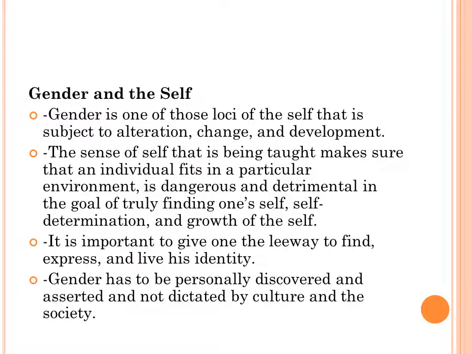Now this part is probably the last part of this presentation. Now let's talk about gender and the self. So gender is one of the loci of the self that is subject to alteration, change, and development. So as you can see here, it can be altered. Okay, so just to avoid confusion, sex and gender are different. Sex is assigned to us at birth, and gender is something that we can choose if a person wants to.